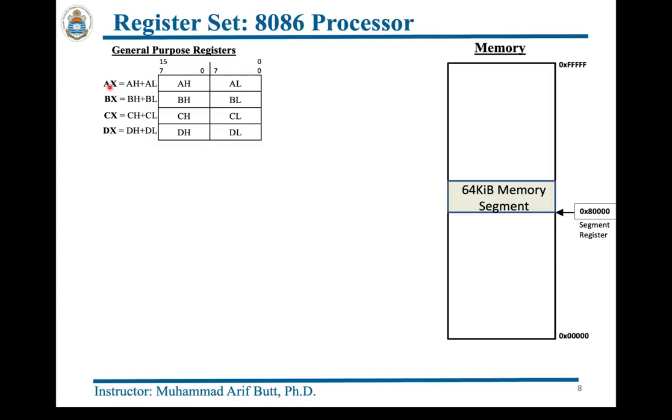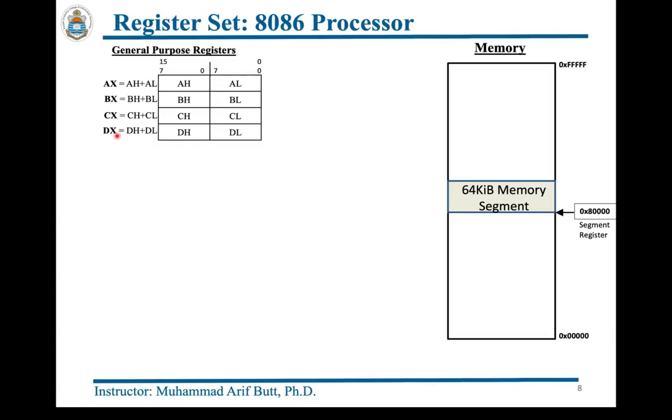Well, this AX is called the accumulator register, used in arithmetic, logic, and data transfer instructions. For example, in multiplication operation, one operand is stored in this AX or maybe in AL according to the size of the operand. Then we have the BX register. This is called the base register, usually used for based indexed addressing. We will talk about this in some future session. This CX is called the counter register, normally used to store the loop count in iterative operations.